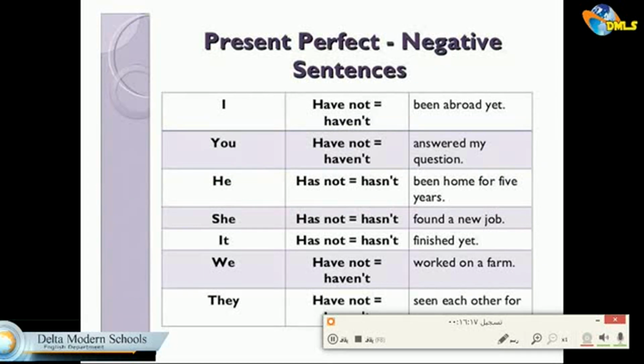Of course, if you want to make it an affirmative sentence, you are going to remove not and use it as he has been home recently, or he has lived in London for 3 years. It means that he started living there in the past and he is still living there until now. We haven't worked on a farm. We are talking also about an experience for us. They haven't seen each other for some time. We use the present perfect for expressing experiences, unfinished time, things which started in the past, and are still happening in the present.